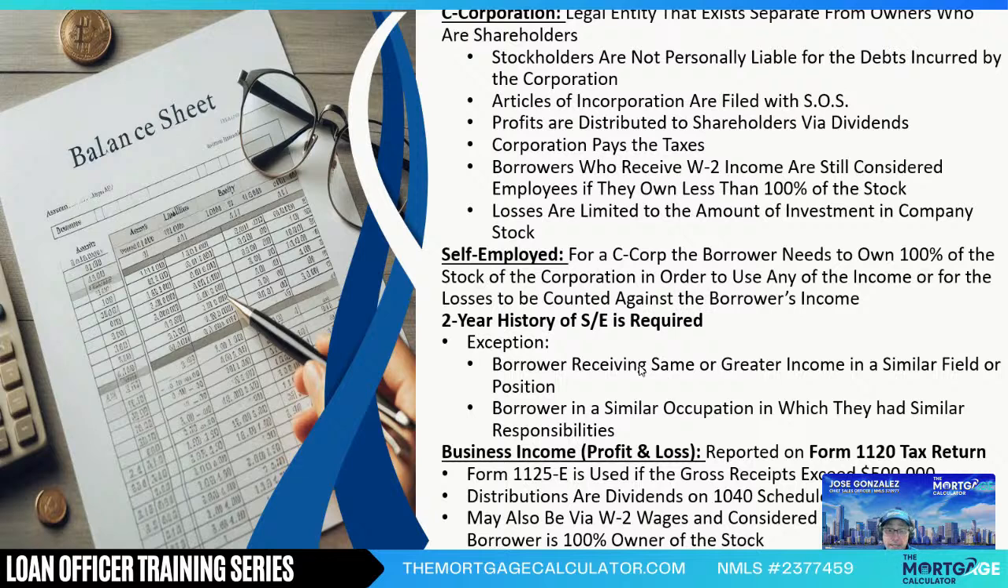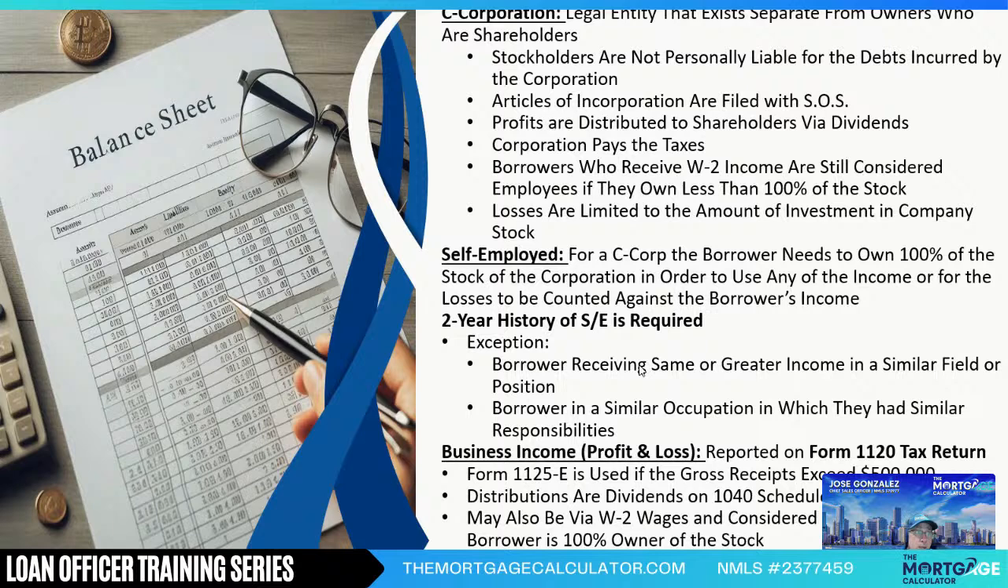Maybe they would be willing to show the 1125E, which is the compensation of officers schedule in the 1120S. That's the one that states how much is their percentage of ownership and what is the distribution that is being given to that borrower.